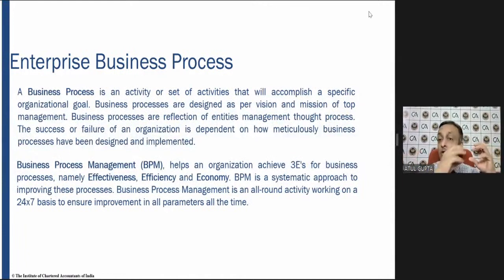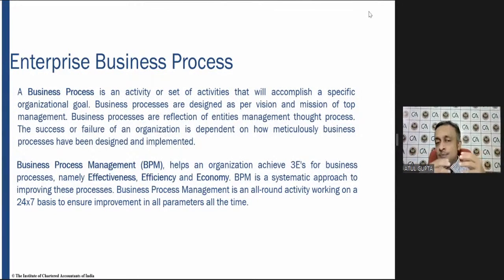Very important, how you plan your activities, how the activities have been scheduled, the steps, that is very, very critical for success of an enterprise. Business process management helps an enterprise organization achieve what I call as 3E of business process: effectiveness, efficiency, and economy. Business process management is a systematic approach to improving these processes. It works on a 24/7 basis. Please understand, whatever we do, whatever we deliver as a business owner, we need to ensure that we have this inbuilt mechanism to ensure that our performance improves day in, day out.